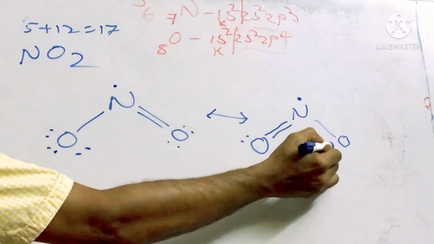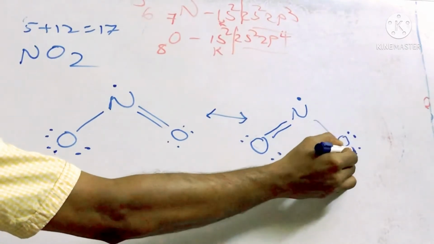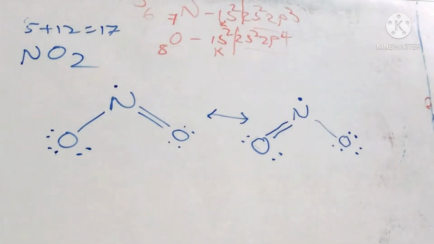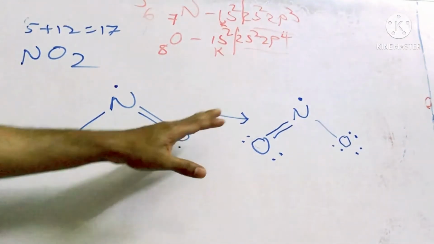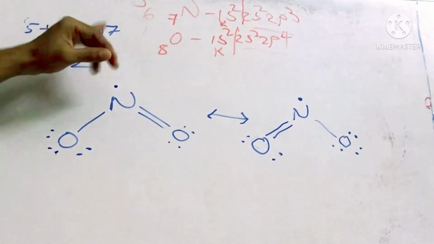So oxygen will have once again 3 lone pairs. That means it is negative charge, it is positive charge. Charges we are not writing, as I told initially. So only the electrons we are concentrating. So you can see the total number of electrons registered is 17 electrons.